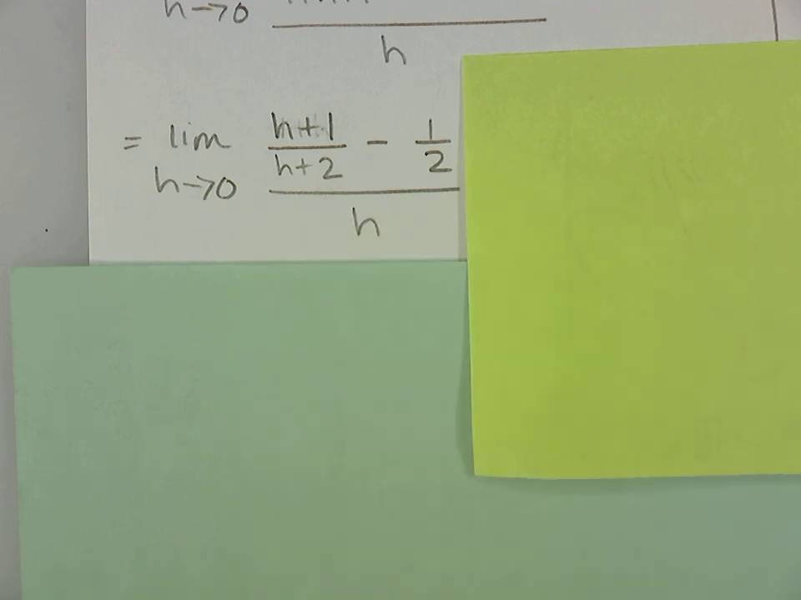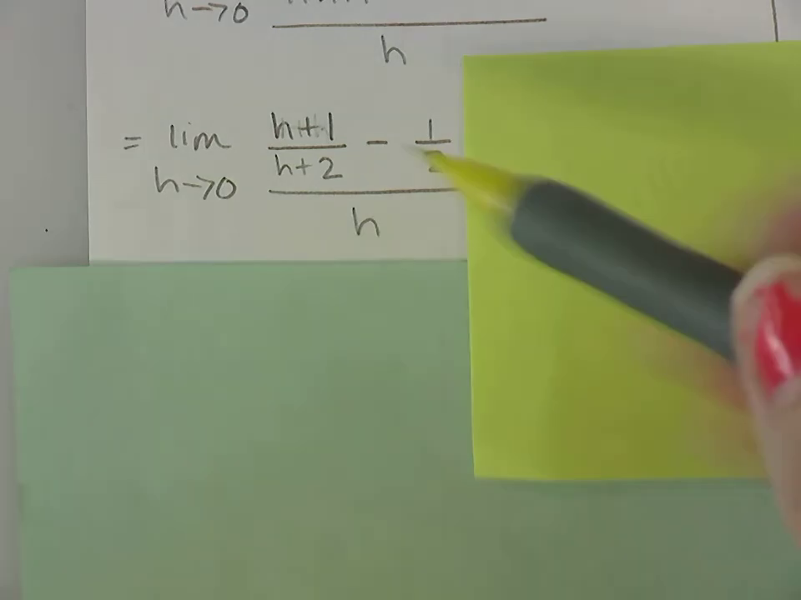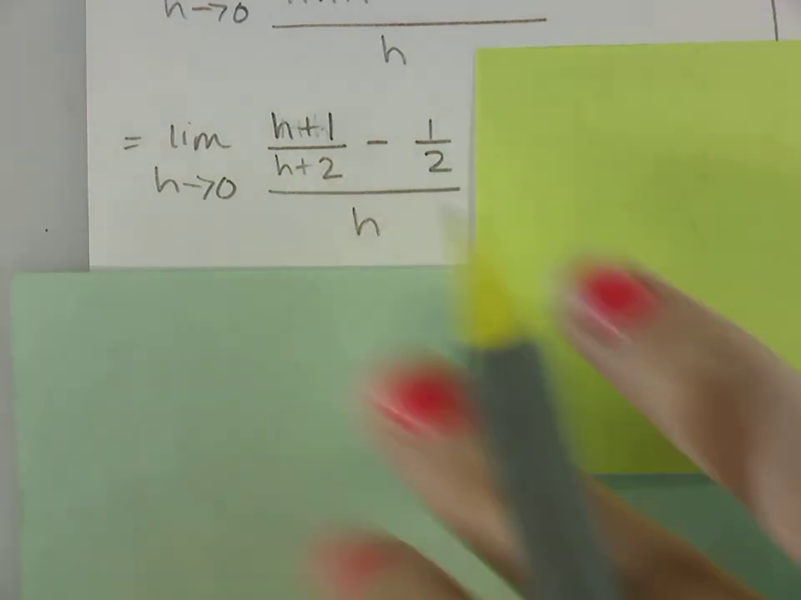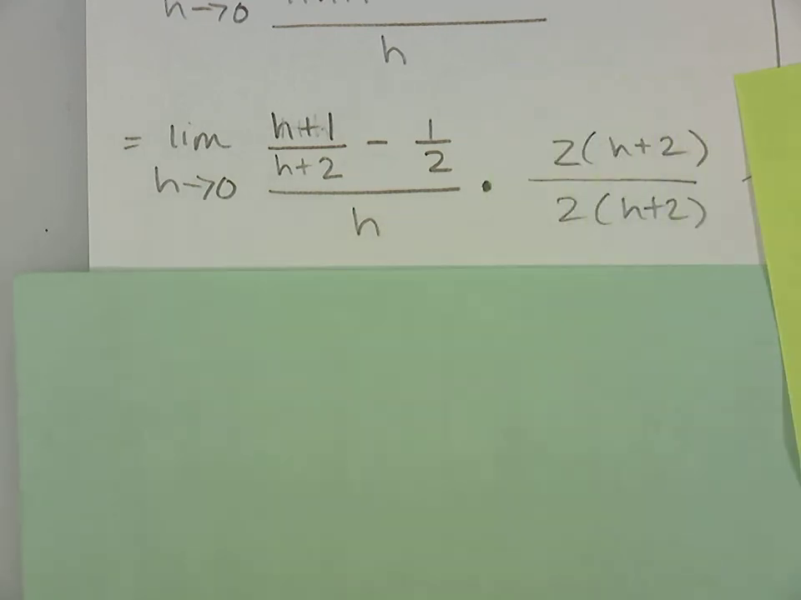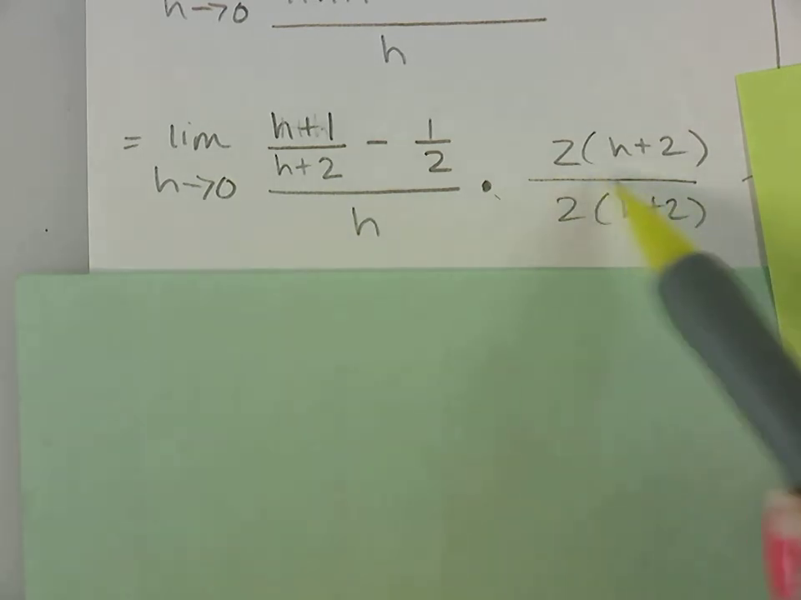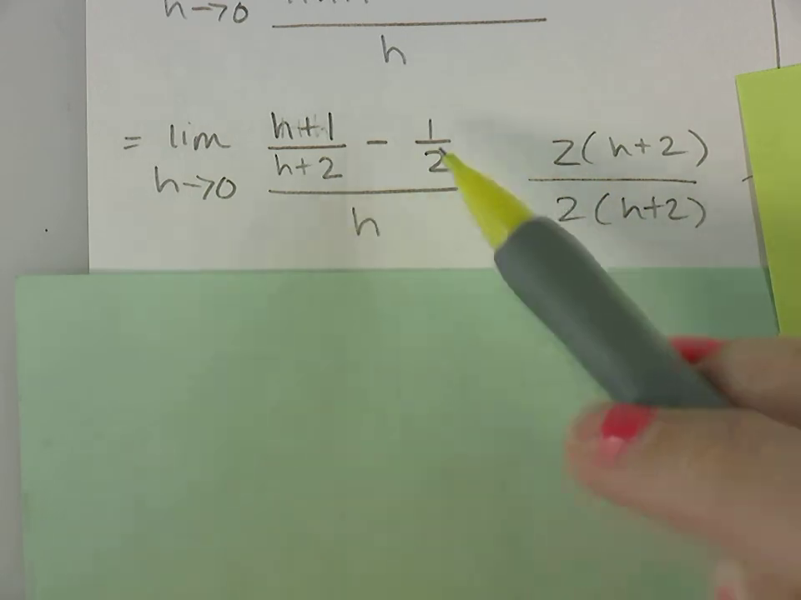So when I multiply, I want to multiply the top and the bottom of the fraction by the LCD. So the LCD of 2 and h plus 2 is 2 times h plus 2. Okay, so those two denominators together. Now remember yesterday, we had to do what with this value when you have two terms?